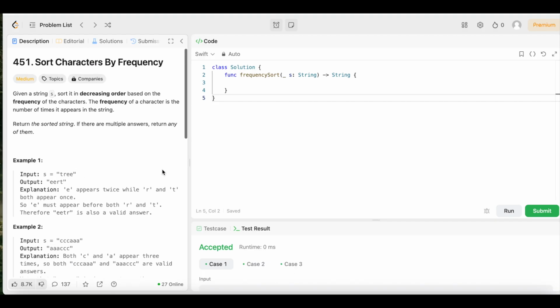So I hope that made sense to y'all. Now that we understand the question, let's get into the fun part, the actual solution.